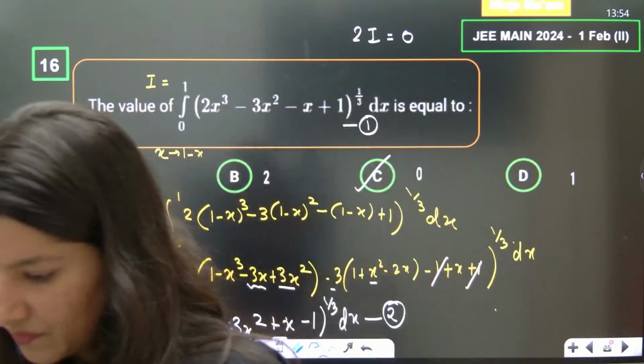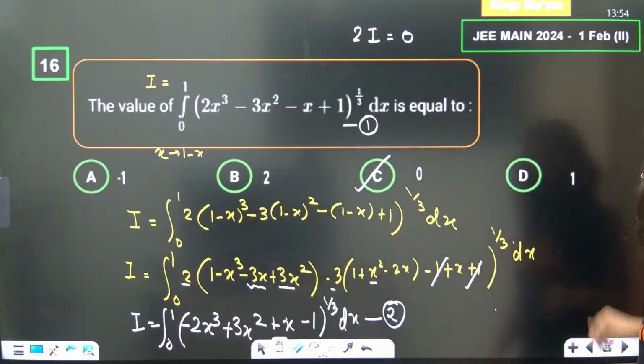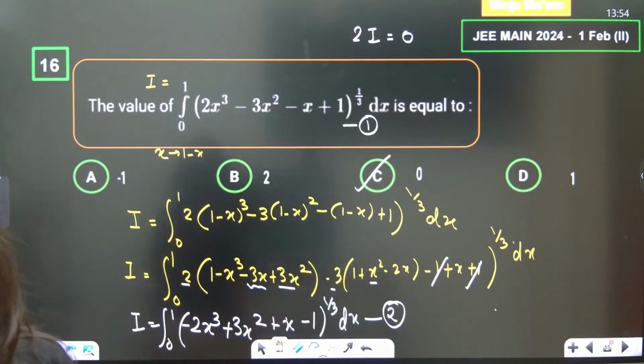Yes? Yes, JEE aspirant, absolutely. So this is also a very good question based on King's property. Okay, alrighty, clear.